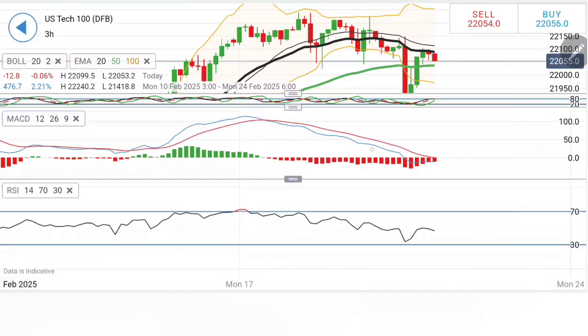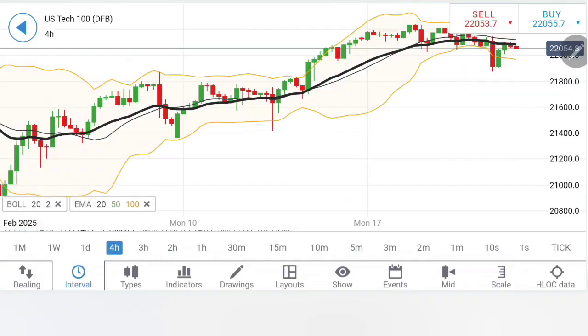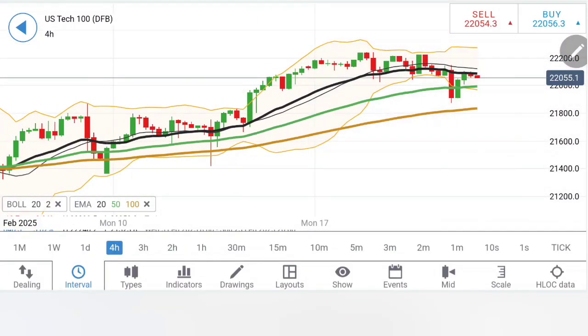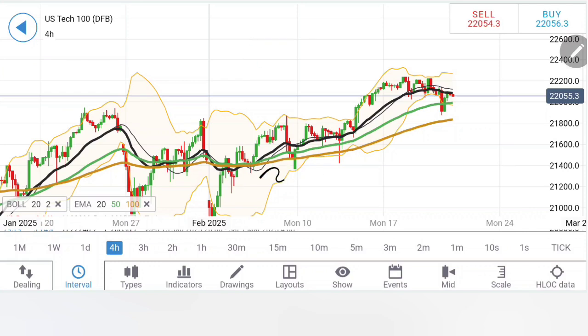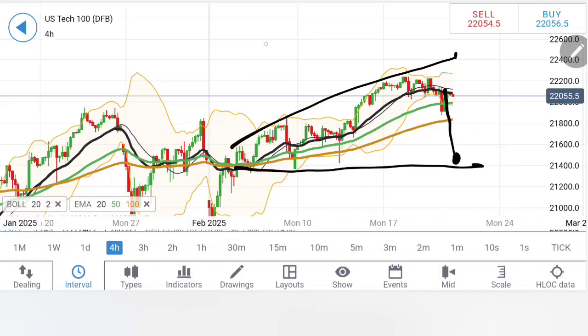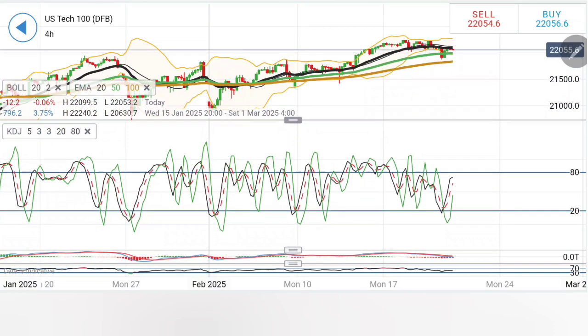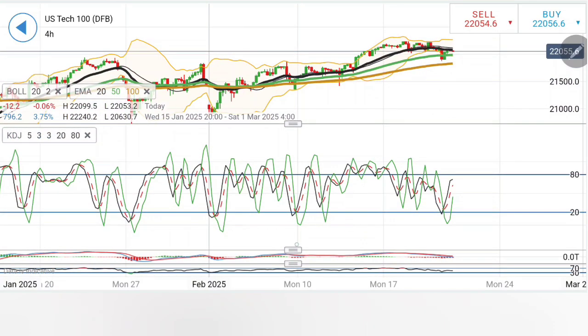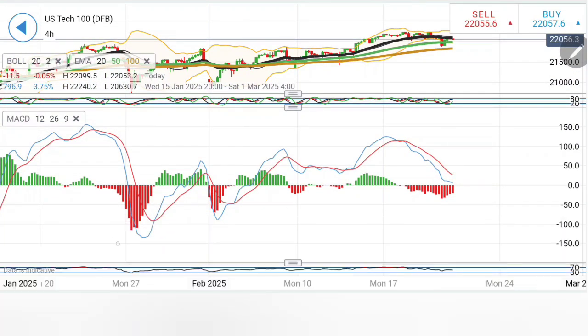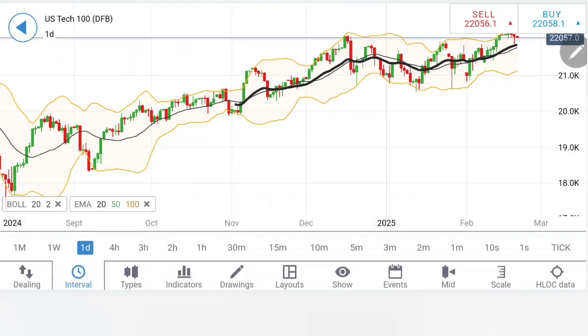Though the stochastic has retraced, the MACD and RSI are still showing signs of bearishness, and the same observation is here on the 4-hour charts. Now notice this is the base, higher highs. I see this as an expanding triangle, so sooner or later the Tech 100 might mostly move towards 21,400. Right now it is showing bearishness on the 4-hour charts as well.